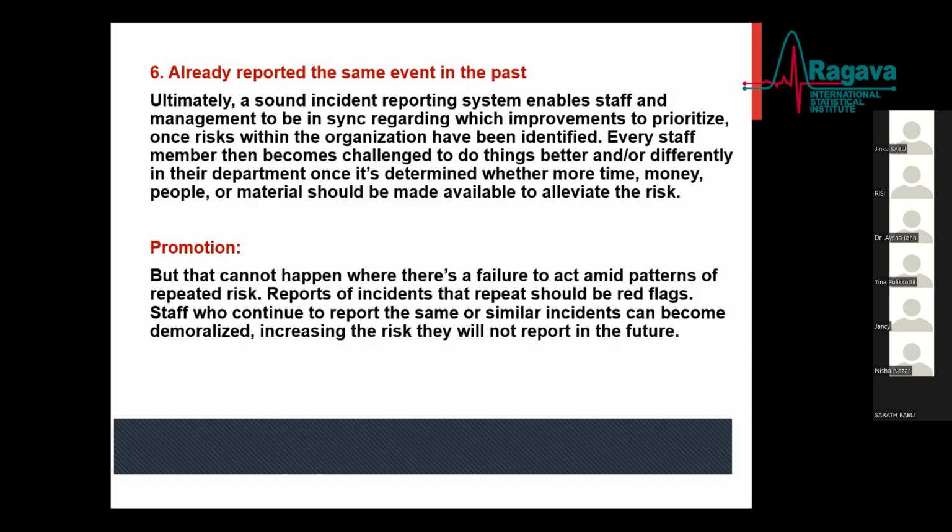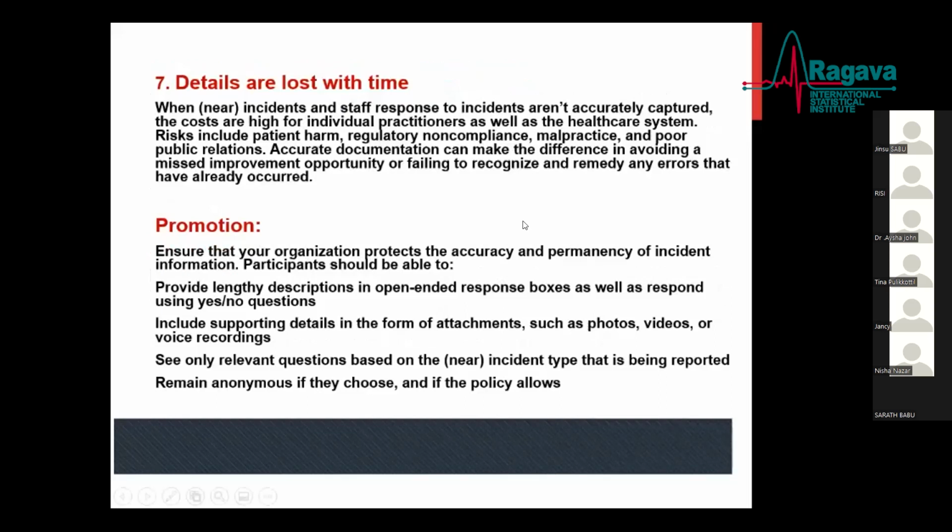Maybe we have to invest more to prevent this similar incident from happening. But that cannot happen where there is a failure to act amid patterns of repeated risk. Reports of incidents that repeat should be red flagged. That means the action we have taken prior is not adequate. That is a red flag. Staff who continue to report the same or similar incidents can become demoralized, increasing the risk that they will not report in the future. So it's very important for management to make them understand that whatever action was taken was not effective. Similar incidents happening is a red flag, and however many times it happens, you have to keep reporting until we have zero incidents on the same problem.